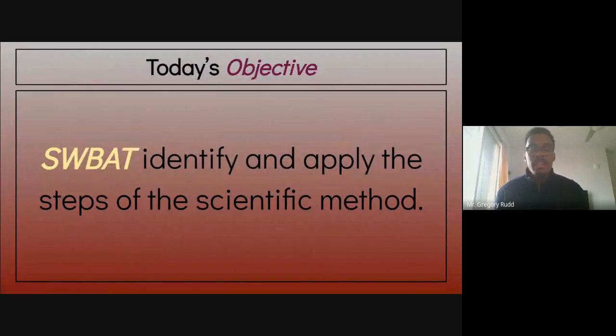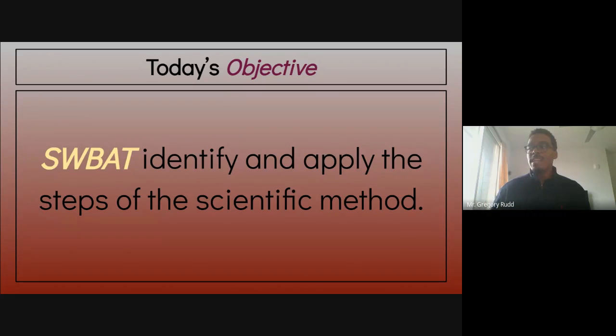So again, we want to get in the habit of having a daily objective and a daily essential question. That gives us a direction for our lesson, and it gives us a goal. It tells us what we're hoping to accomplish by the end of the lesson. So this acronym SWBAT stands for students will be able to. Sometimes you'll see it BWBAT, which is just biologists will be able to. It doesn't matter. As long as you see that WBAT, it means something will be able to.